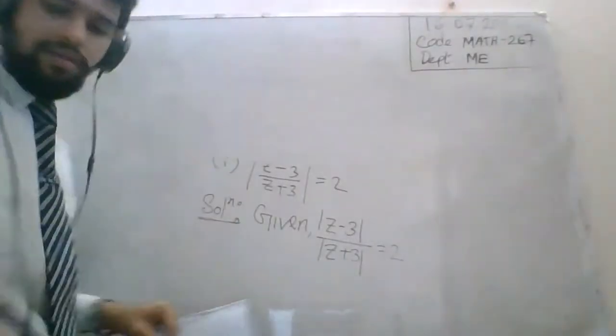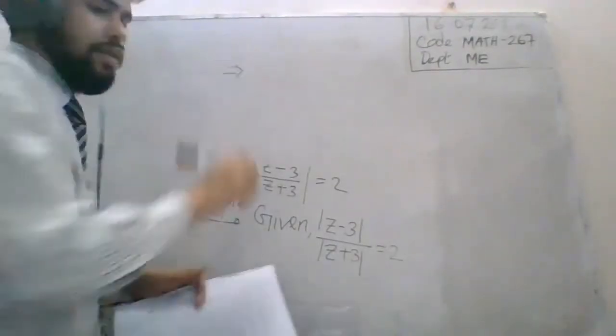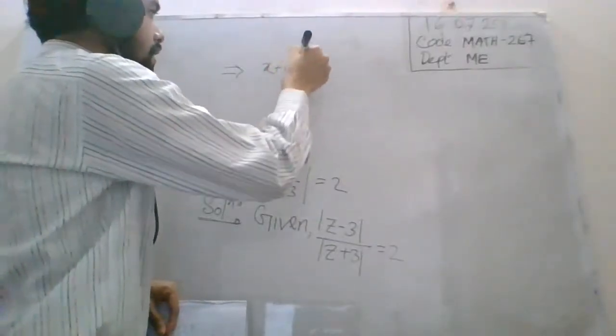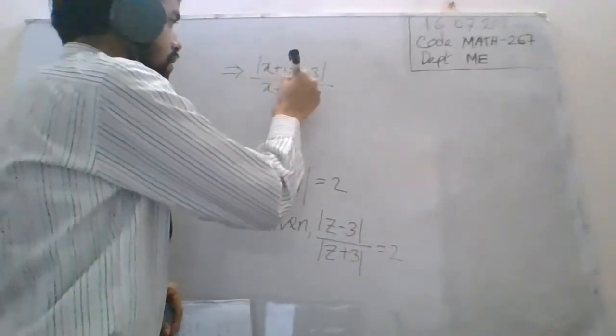Then the next line. Now take a look here. x plus iy minus 3 divided by x plus iy plus 3 is equal to 2.